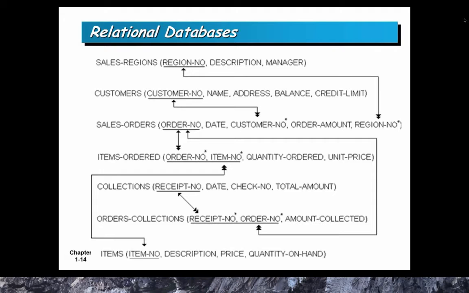Concatenated keys are used as a means of relating many-to-many relationships. So this is telling us an order, a sales order, can have many items in it, and an item could be in many different sales orders, right? You sell bananas to many different customers, and a customer could buy lots of different fruits, not just bananas.